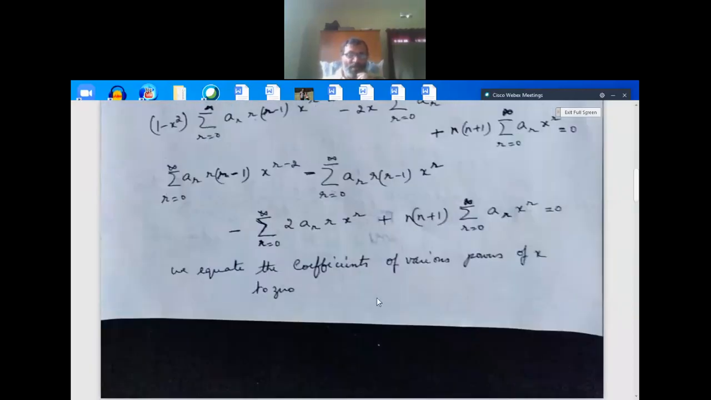Now we equate the coefficients of various powers of x to 0. After this step, we equate the coefficients of various powers of x to 0.